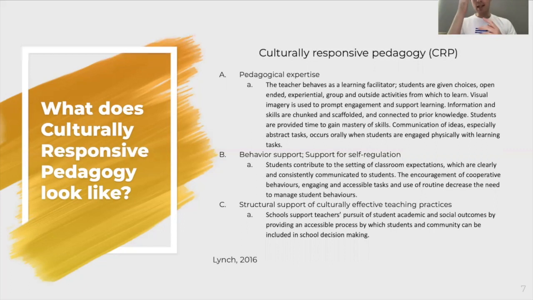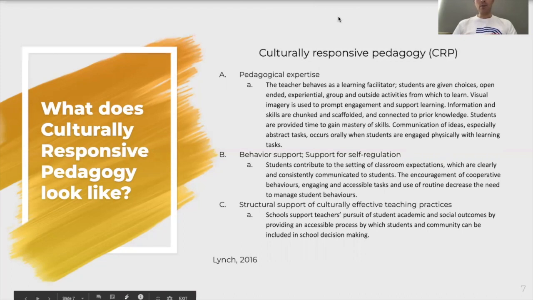And the last one we can look at is the structural support, the culturally effective teaching practices. We're nothing without the higher-ups, to be honest. We don't get what we need if we don't have the principal's backing, and the principal doesn't get anything if they don't have the superintendent's backing. The pursuit of students' academic and social outcomes can be provided by an accessible process in which students and the community can be included in the school's decision-making. That is why it's so important to make sure that what we are doing is perfect for the kids.